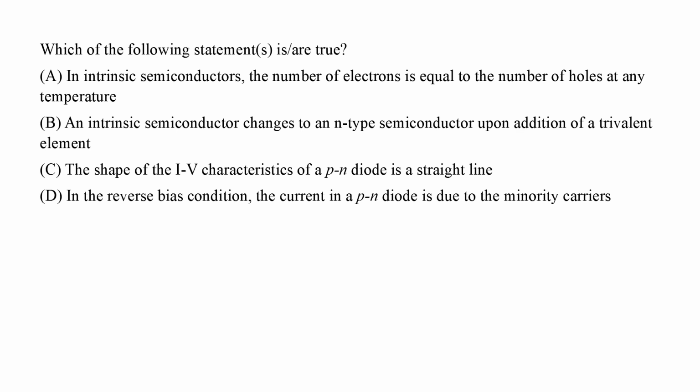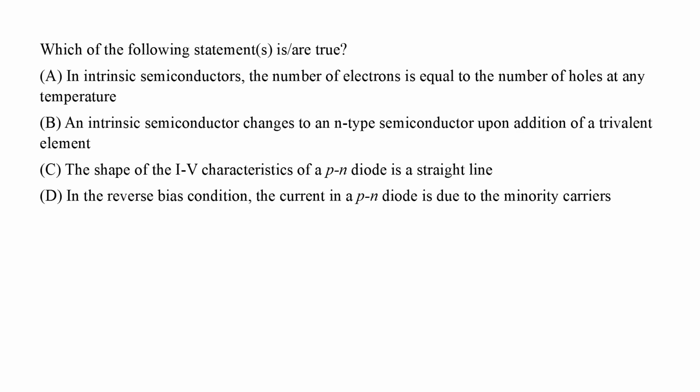Which of the following statements is or are true? In intrinsic semiconductors, the number of electrons is equal to the number of holes at any temperature. Yes, that's true. An intrinsic semiconductor changes to an N-type semiconductor upon the addition of a trivalent element. No, it changes to an N-type semiconductor upon the addition of a pentavalent element. That is when it will have an additional electron that will contribute to the N-type semiconductor.